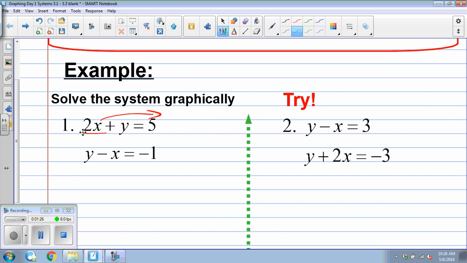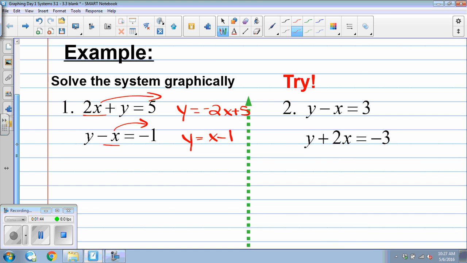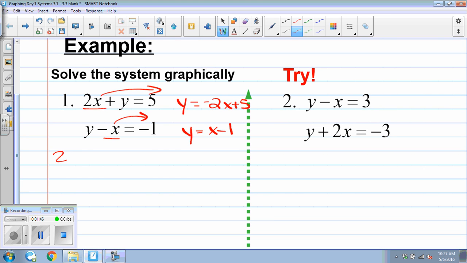So for the first one, we'll move the 2x over, and you get y equals negative 2x plus 5. For the second one, we'll move the x over, and you get y equals x minus 1. So you'll put those in as y1 and y2. Good. So you're going to graph both of them, and then you're going to go to second, calculate, and you're going to go down to option number 5, which is intersect. And then it's going to ask you first curve, second curve, guess.